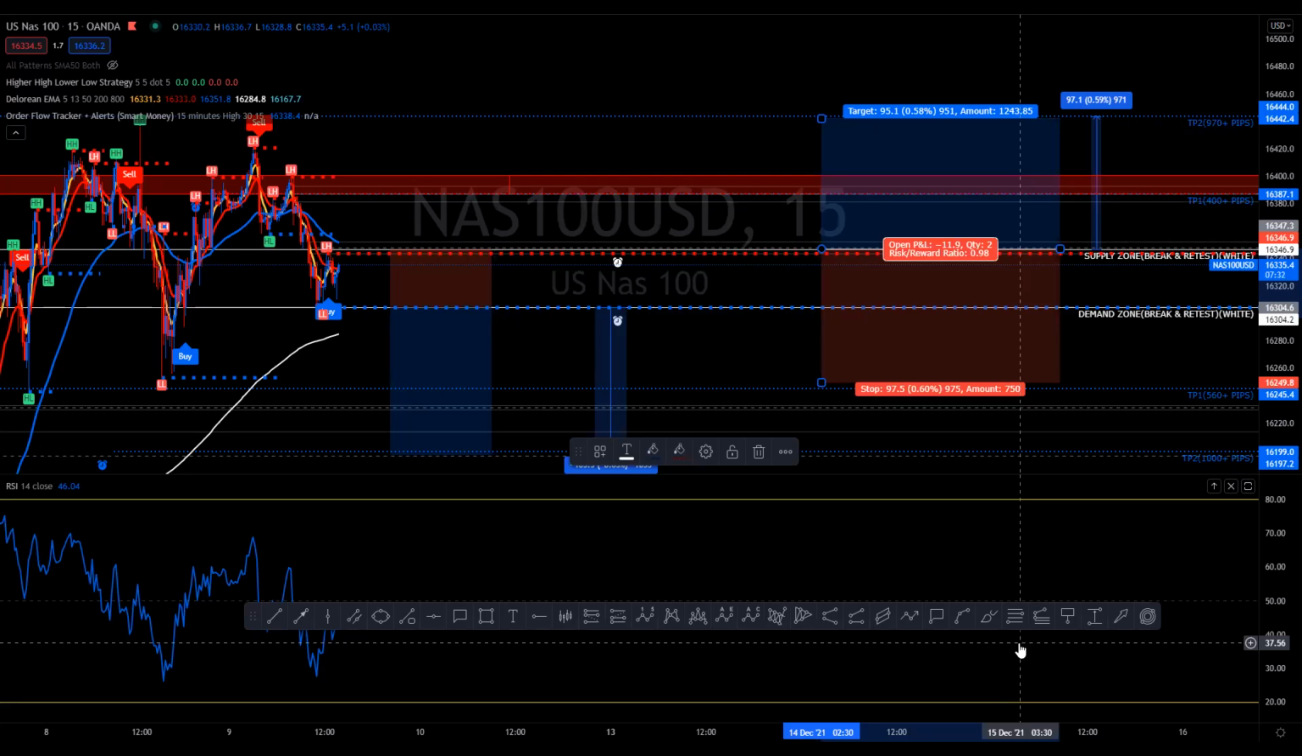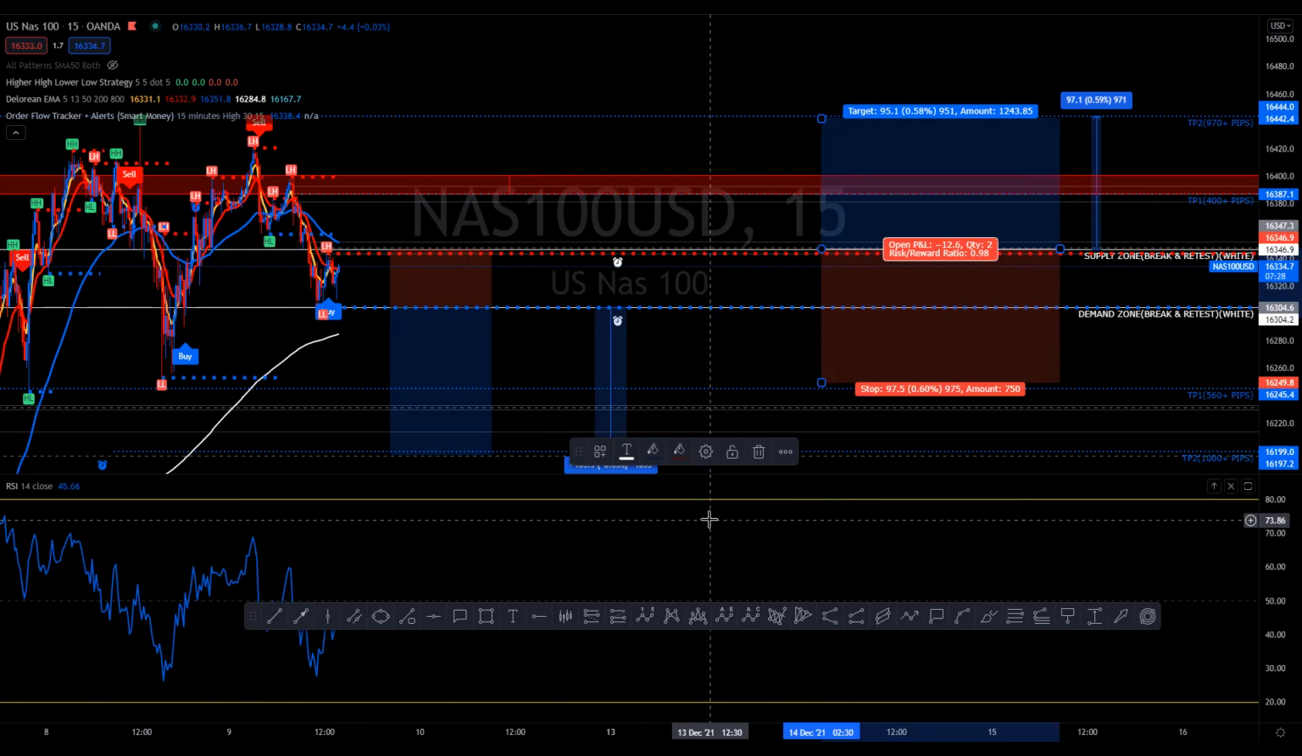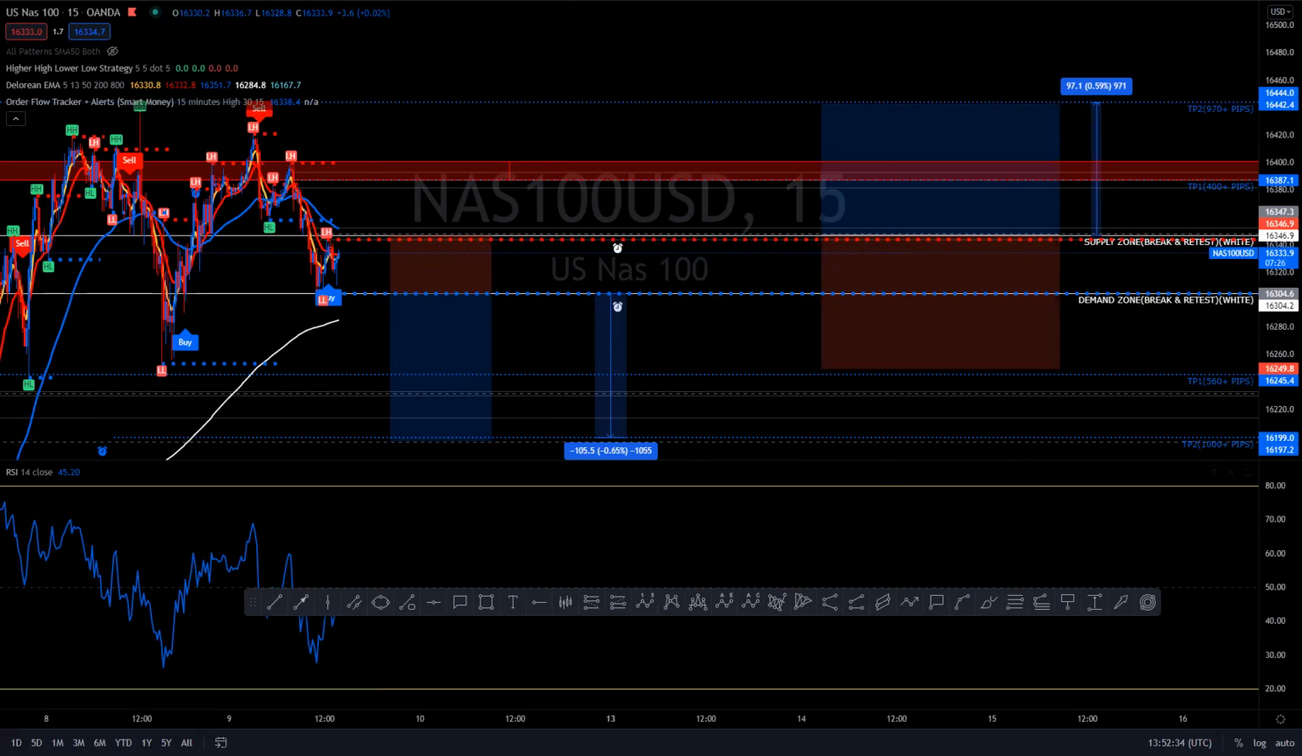All right, guys, I'm back. I set my alarms for my take profit zones, so we're pretty much set. We just need to wait to see what happens at the 9:30 bell. Once we get closer to the 9:30 bell, we'll get an idea of where price is going.